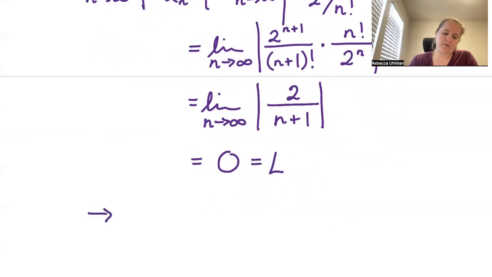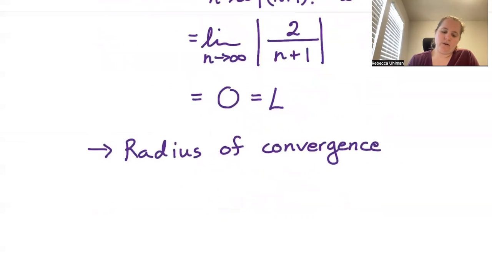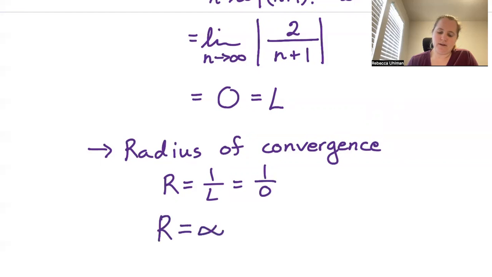And therefore we have radius of convergence R equals 1 over L, or 1 over 0. And again, we take that to be infinity in this case. So this is how we can go about finding the radius of convergence of our power series.